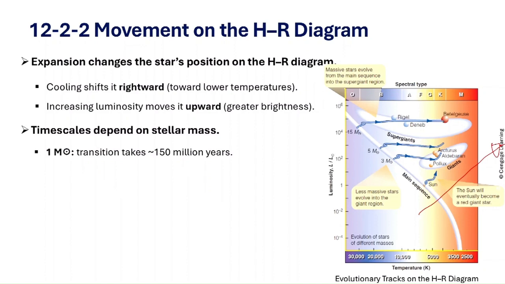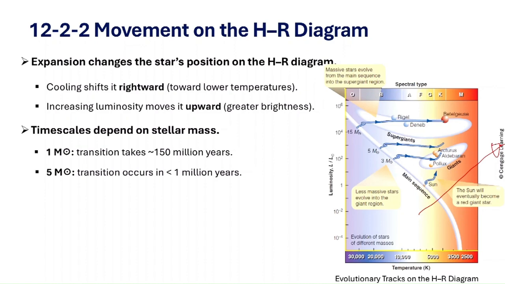For a star like our Sun with one solar mass, the transition from the main sequence to the giant branch takes roughly 150 million years. That's long, but still much shorter than the 10 billion year main sequence lifetime. For a massive star, say 5 solar masses, the same transition happens in less than a million years. That's incredibly fast. So this is why, even though giants are very bright and easy to see, they are relatively rare. They spend only a short time in this phase compared with main sequence stars.